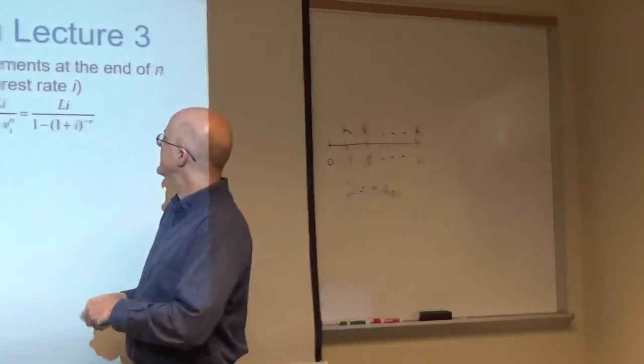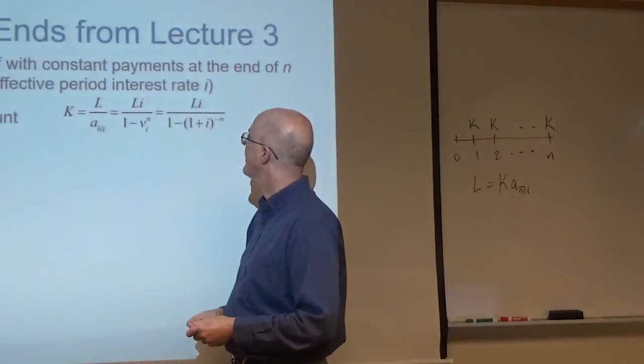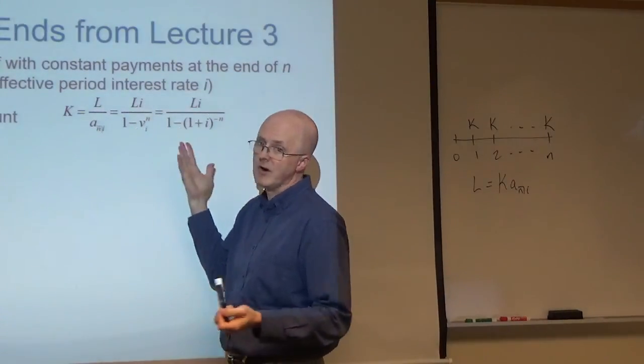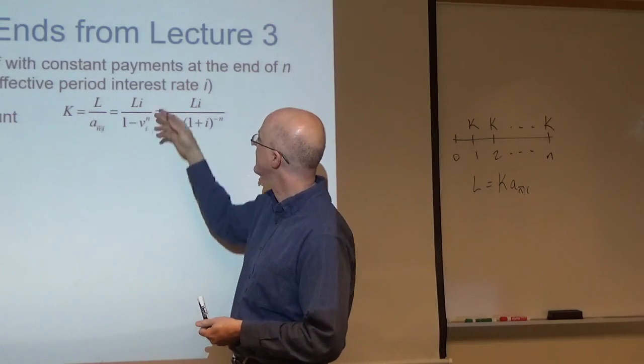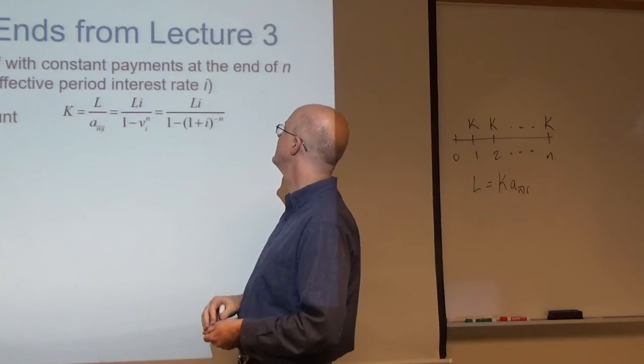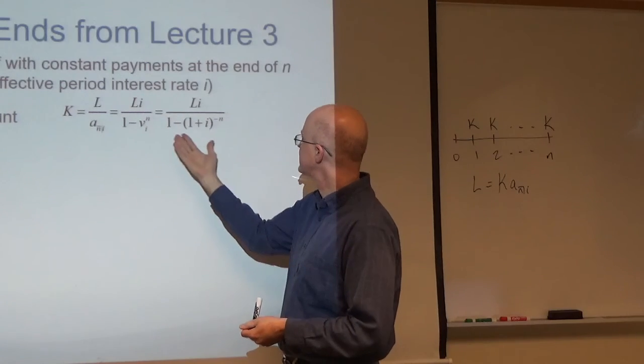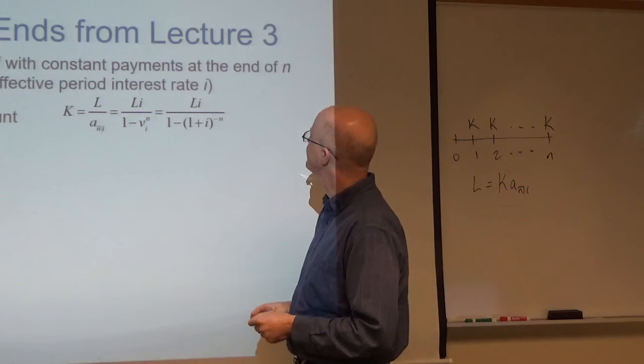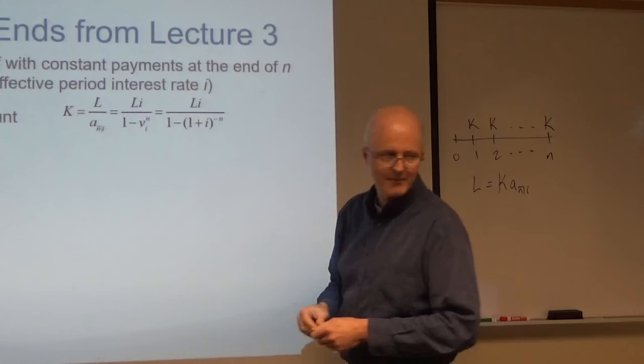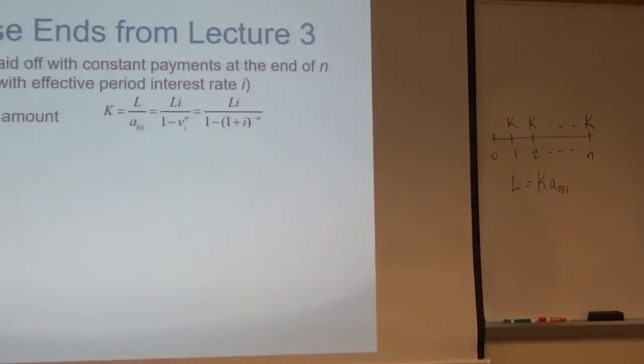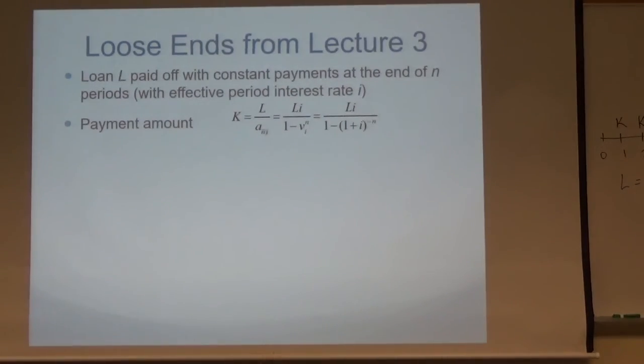Then these other equations can come from the formula for a angle n. You know, a angle n is (1 minus v^n) over i, so if we're dividing by a angle n, we can think of it as i divided by (1 minus v^n). And v is the same as (1+i)^(-1), so you can also write the equation this way. That's something worth remembering. You can certainly rederive it whenever you might need it, but it might be something worth remembering.